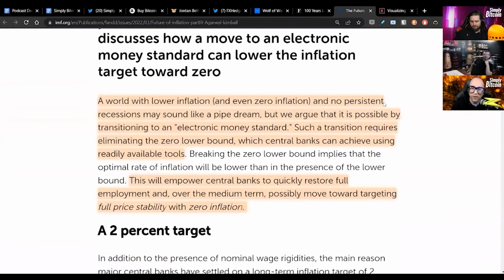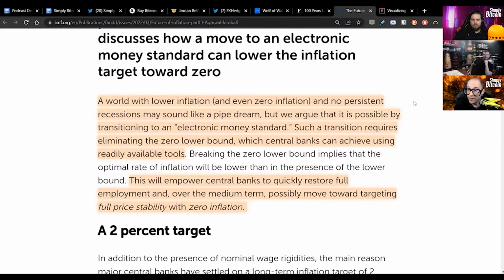A world with lower inflation and zero inflation and no persistent recessions may sound like a pipe dream, but we argue that it's possible by transitioning to an electronic money standard. Such a transition requires eliminating the zero lower bound. That's right, which central banks can achieve using readily available tools.